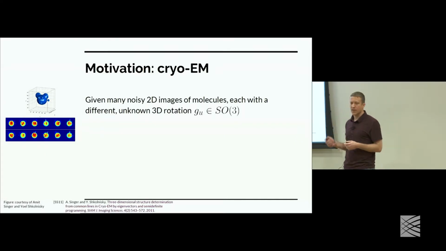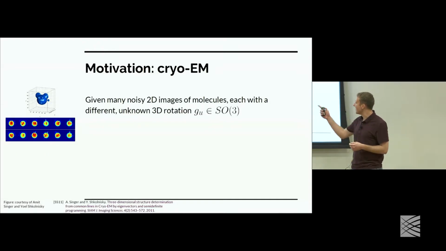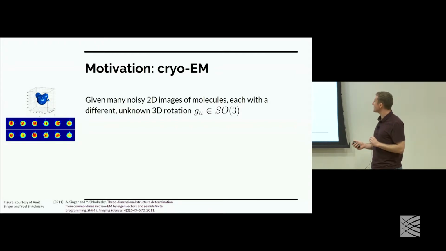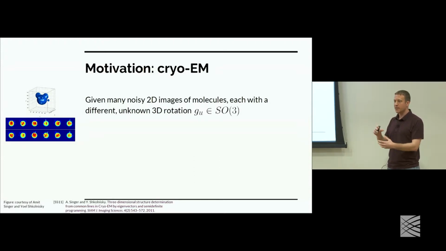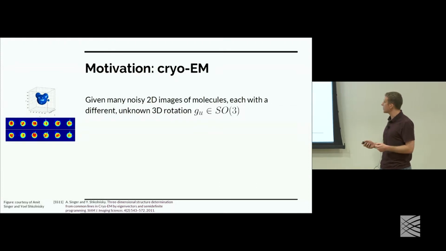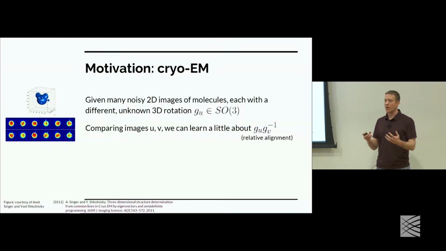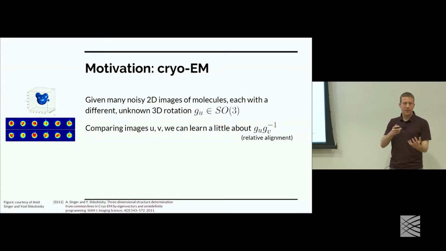There's a schematic picture of this on the left from Amit Singer. This is like the Mickey Mouse molecule or something, and you can see different 2D images of it from different rotations. Each one is rotated differently in three-dimensional space. So we have an element of SO3, the rotation group, associated to each of these images. By comparing two images, we can get some idea of what the relative rotation should be. All these images are very noisy, so we don't have a perfect idea, but we could at least write down some kind of loss function or get some idea of which rotations are likely and which are not.